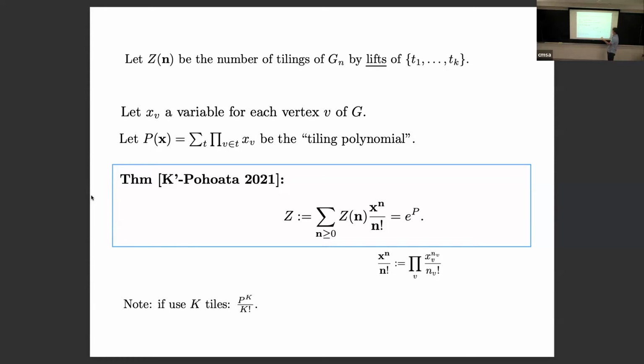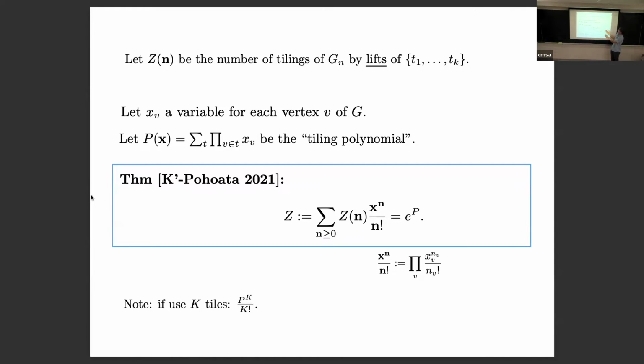Sorry, I skipped ahead. For each vertex in the downstairs graph, let's have a variable x_v, and we'll make this multivariable polynomial, which has a monomial for each tile, and the monomial is just the product of the variables at its vertices. That's called the tiling polynomial. And when you take e to the p, this is the exponential generating function for the desired quantities, the partition function of the number of tilings by those tiles. It's a multivariable exponential generating function.